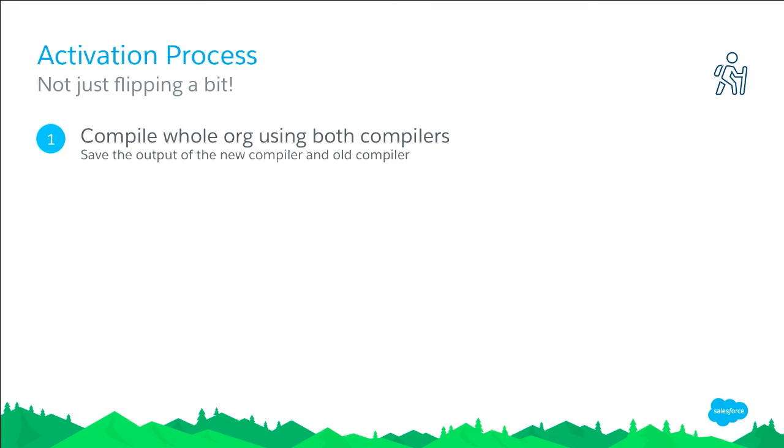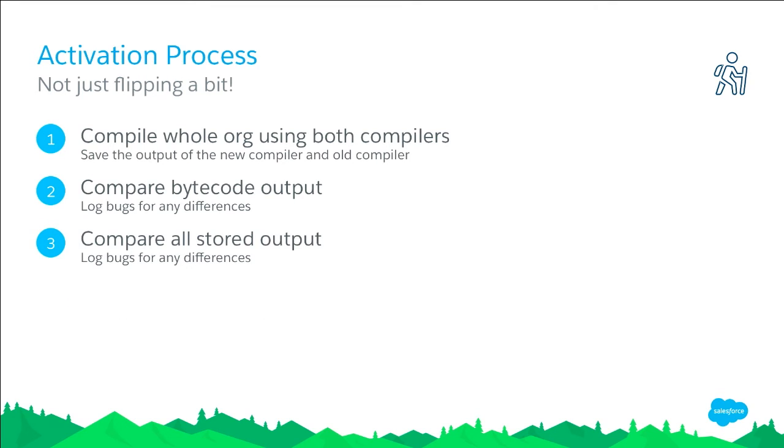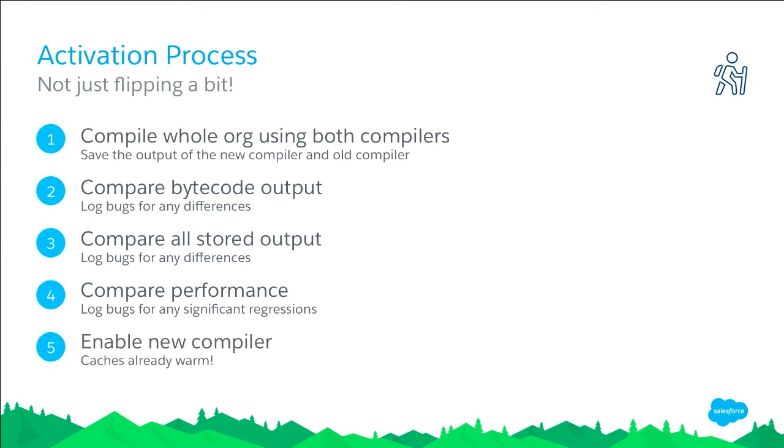So we're going to use the validating compiler. We're going to set you up and say, I'd like to activate your org. That's going to spin up a process that's going to run the validating compiler with the old and the new, save the output. As I mentioned before, compare the bytecode output, compare all that stored output, and compare the performance, and log bugs anytime you get that. If you log bugs for any of those things, we're done. If and only if we pass all of these steps, identical bytecode output, identical stored output, and identical performance, then we will enable the compiler for the org.